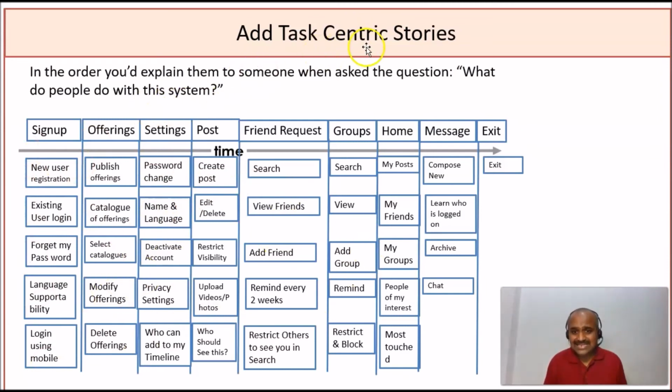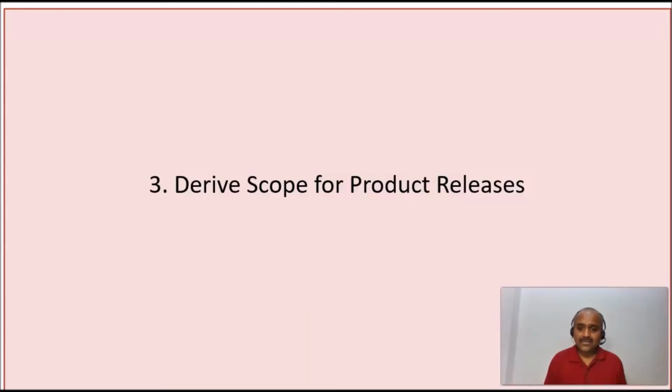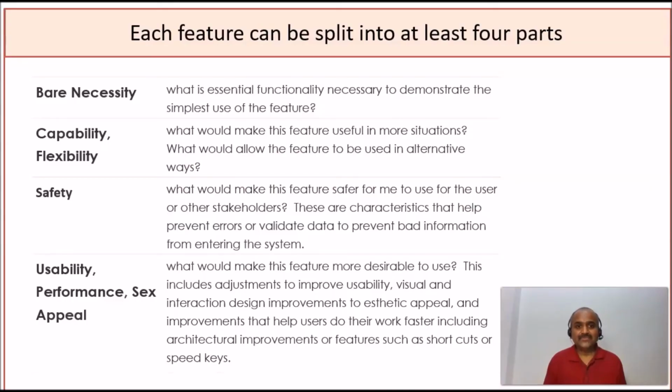So these task centric features need to be arranged in such a way that most important and mandatory features are written on the top, and less frequently used or more optional features are written towards the bottom. Now we will understand how to derive scope for product releases.